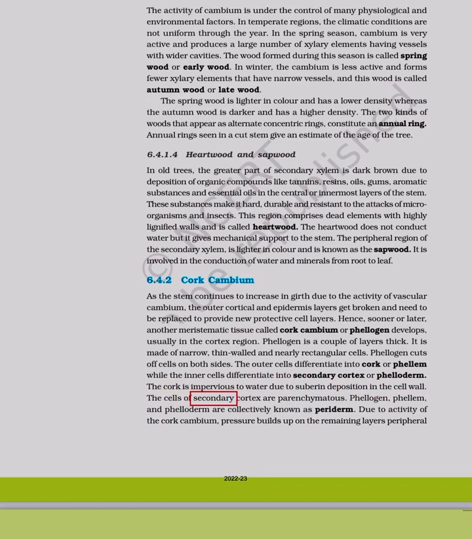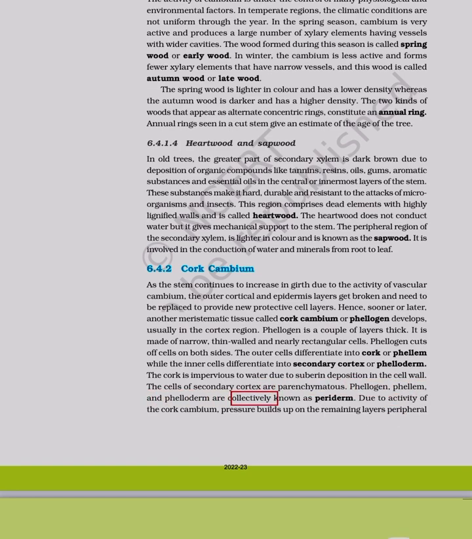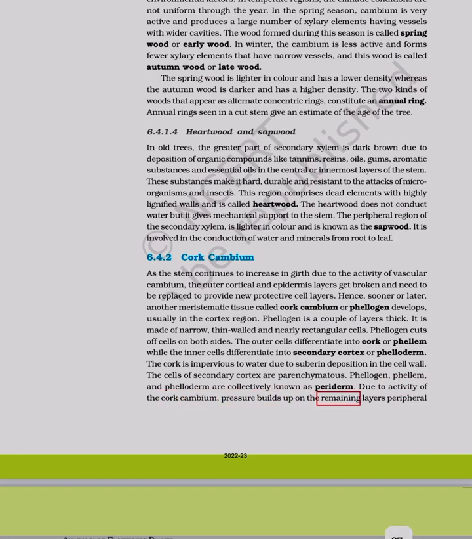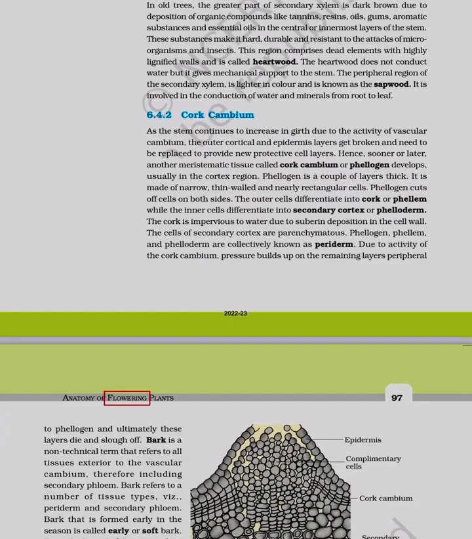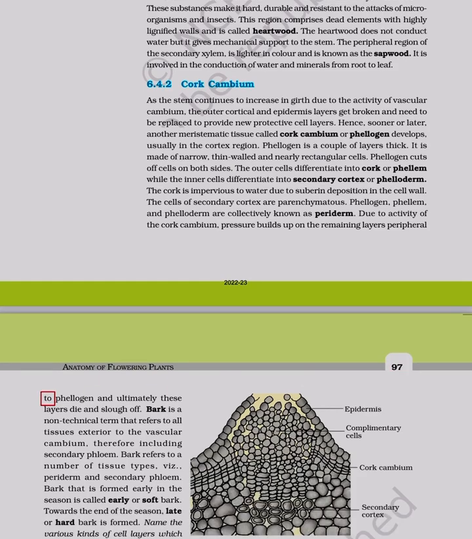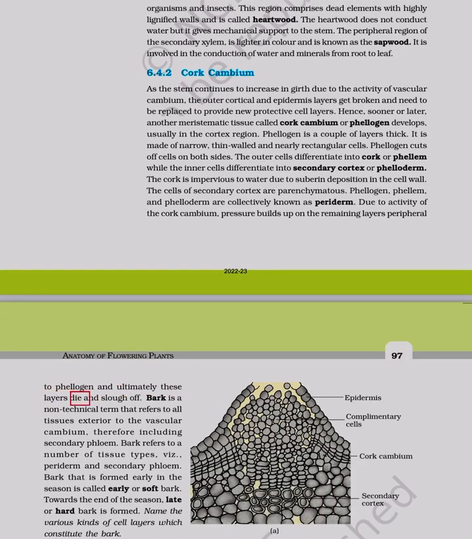The cells of secondary cortex are parenchymatous. Phellogen, phellum, and phelloderm are collectively known as periderm. Due to activity of the cork cambium, pressure builds up on the remaining layers peripheral to phellogen, and ultimately these layers die and slough off.